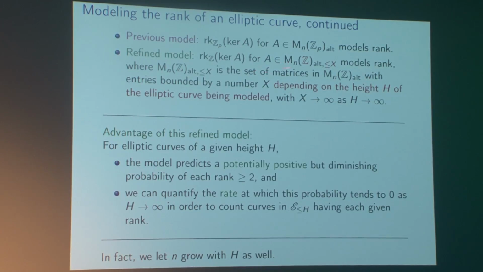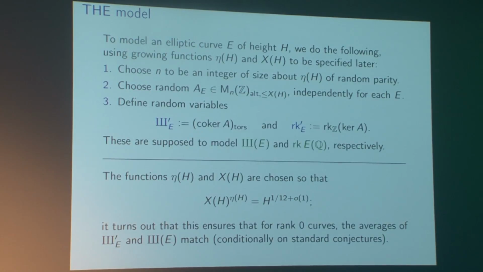We also eventually want to let n grow as well, the size of the n by n matrices. So we will want a model in which we look at co-kernels of integer matrices. The matrices are getting bigger and bigger, and the entries are getting bigger and bigger, and all this is happening as the height of the elliptic curve being modeled grows. So what is the actual model? Here's the model.